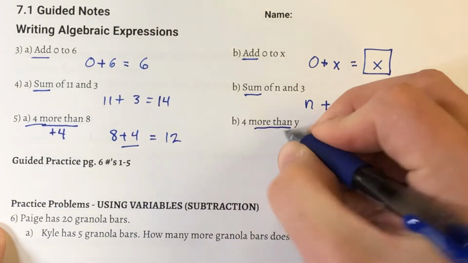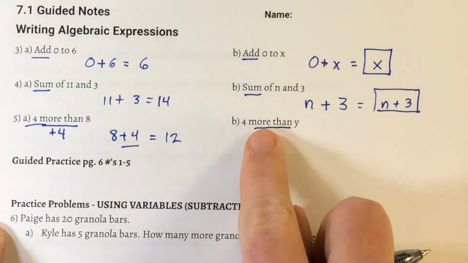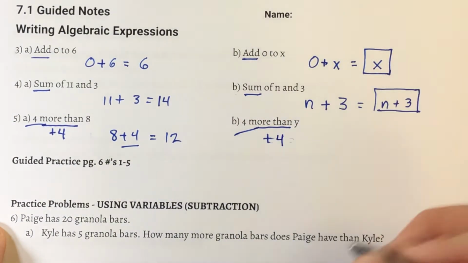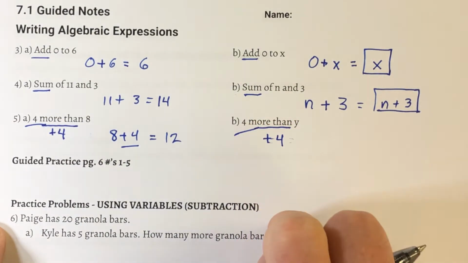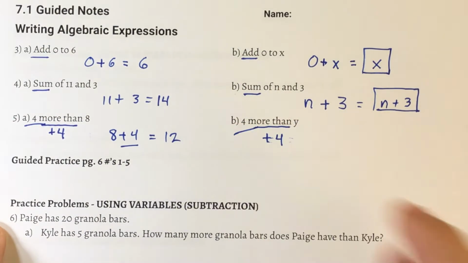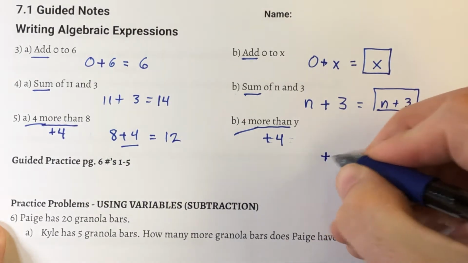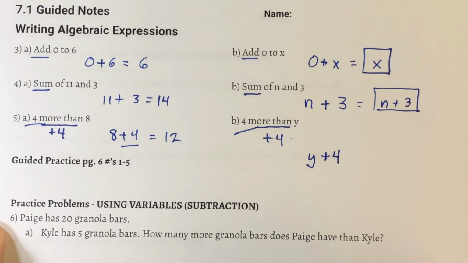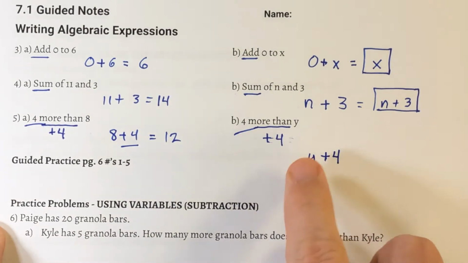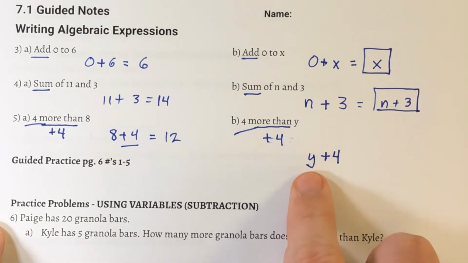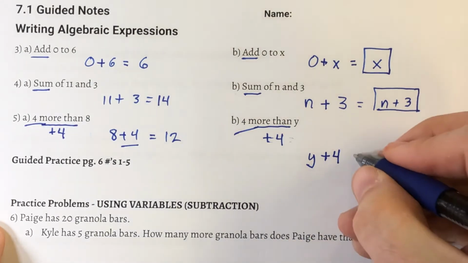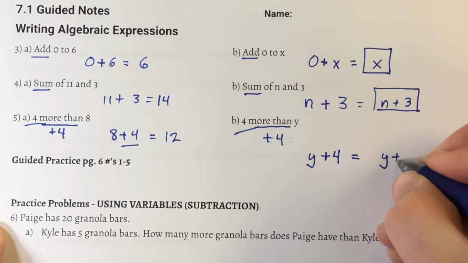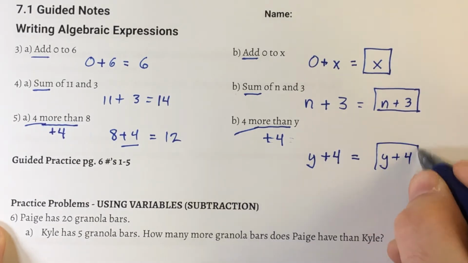All right, next, 4 more than y. So again, more than means add. How much more? 4 more. So that means we're going to add 4. We're not adding y. We're not adding 10. Not adding 1. We're adding 4. So let's have 4 more than what? Y. So what is y plus 4? Can I combine these? Are these like terms? No, one's a letter, one's a number. There's nothing you can do with them. So y plus 4 is simply y plus 4.